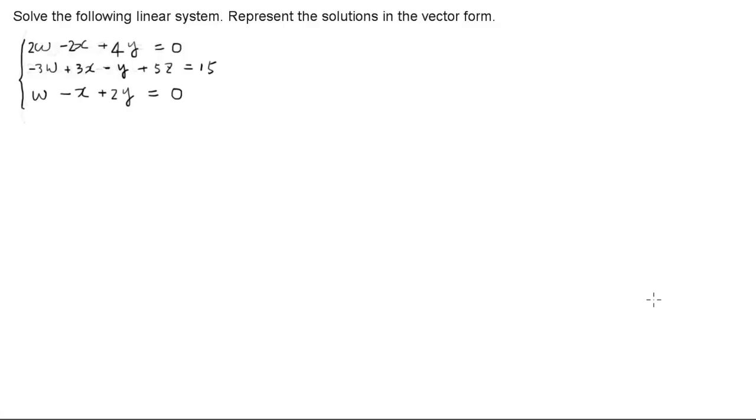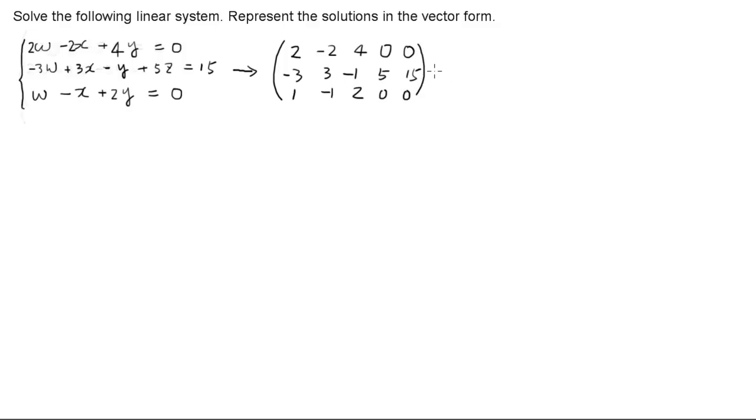Alright, we first try to get the augmented matrix for this system, and this is what we have. Be careful because we have some terms missing. So we have 2, -2, 4, and 0, 0, because there is no z term in the first equation. And then we have -3, 3, and -1, and we have 5 and 15. 1, -1, 2, and 0, and 0.